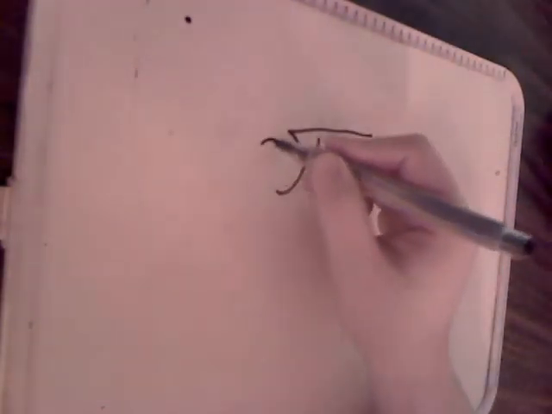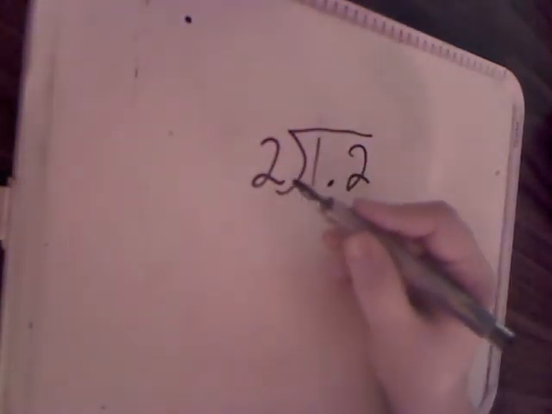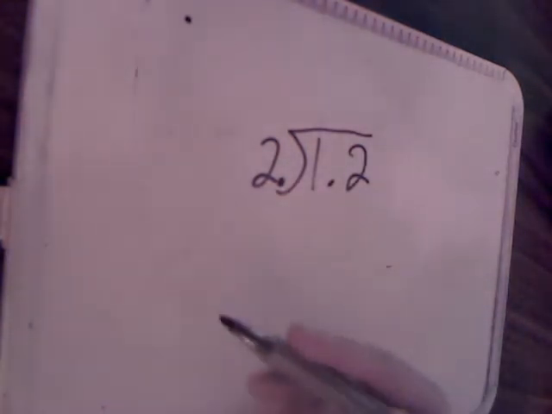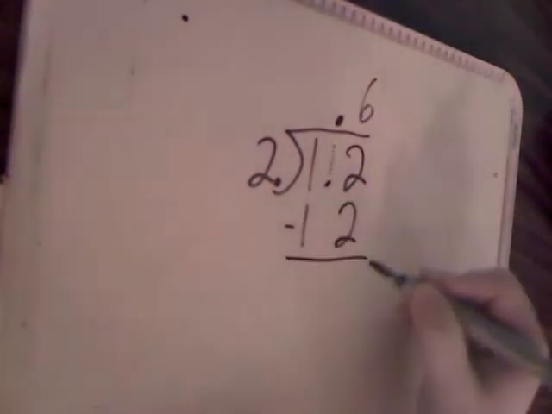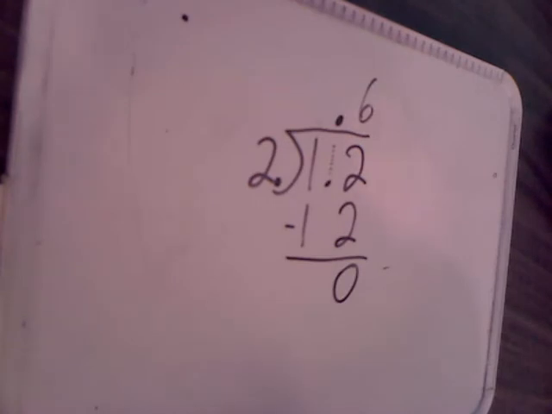So let's say that we have 1.2 divided by 2. First, we don't even need to move the decimal here because the decimal is all the way at the very end of the number, because it wasn't even in there. So we're just going to move this decimal all the way up to the top and then divide like normal. 2 goes into 12 6 times. 6 times 2 is 12. Subtract and you get your answer. So our answer is 0.6.